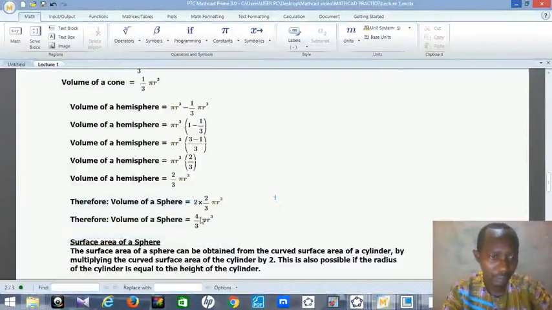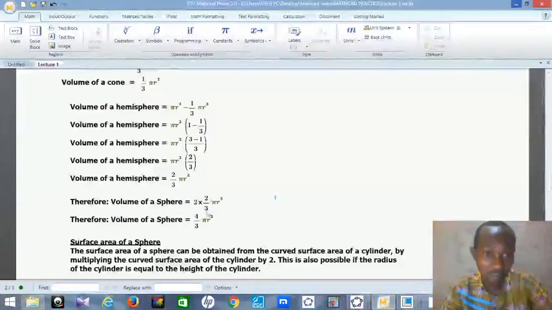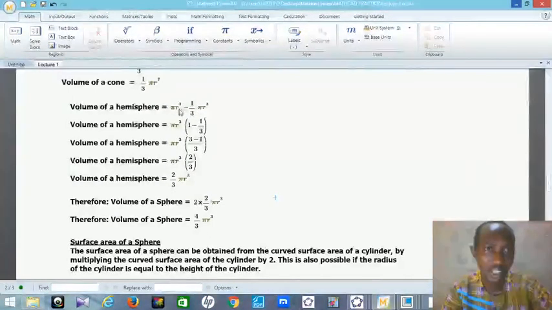So this is the volume of a sphere. All you need to do is subtract the volume of a cone from the volume of a cylinder to give you the volume of a hemisphere. You can see it's very correct and accurate. You don't need to memorize all these formulas. Sometimes when you memorize, you may forget them, and when you forget it, it may cost you in your exam. Just remember this condition: the radius must be equal to the height.